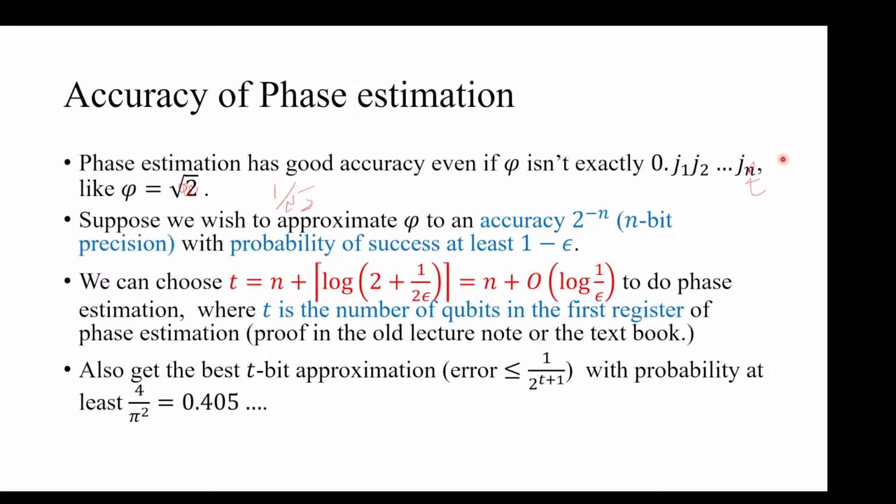In that case, there are basically two analyses we can do. First, let's ask what if we want to estimate phi to some accuracy. So phi is maybe an irrational number with infinitely many bits, but we want to learn the first n bits of it. We cannot do that exactly, but we can do it with pretty good probability. So we want the probability of success to be 1 minus epsilon.